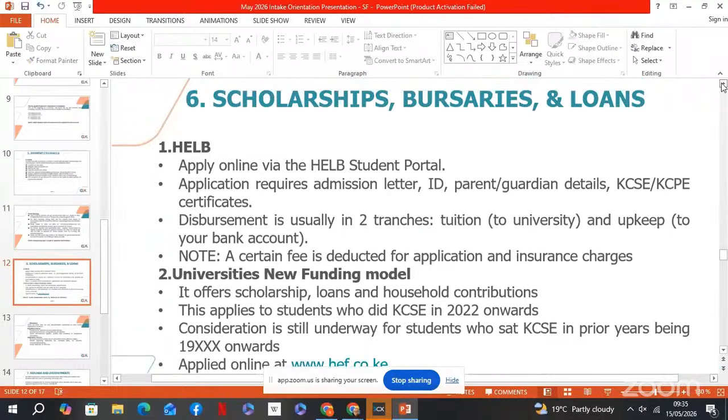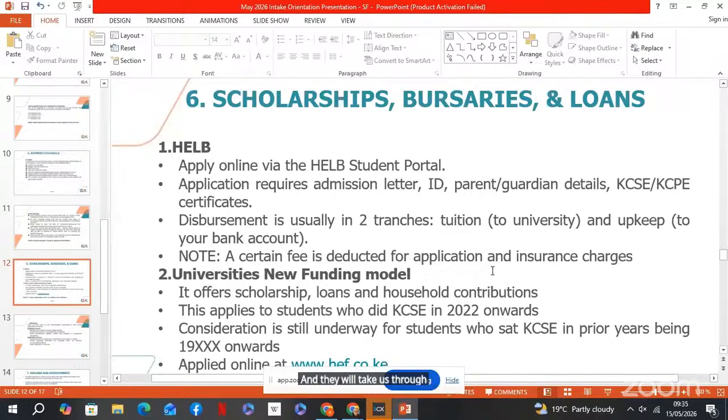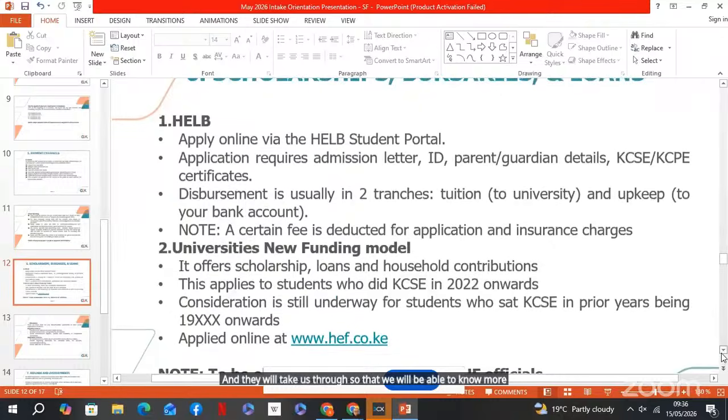So on scholarship, bursaries, and loans, this one we have our HELB officials who are coming right after this, and they will take us through so that we will be able to know more on this.